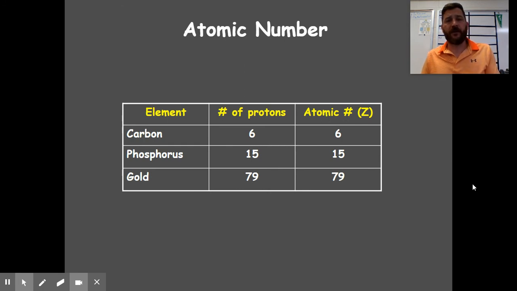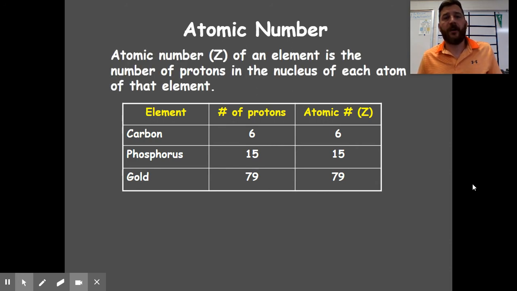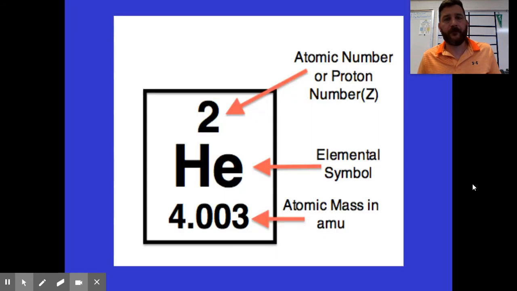the atom's atomic number. Phosphorus has 15 protons. Its atomic number is 15. Gold is 79. Its atomic number is also 79. So the atomic number is the number of protons in the nucleus of an atom. So if you got a periodic table symbol, you're going to have it like this.